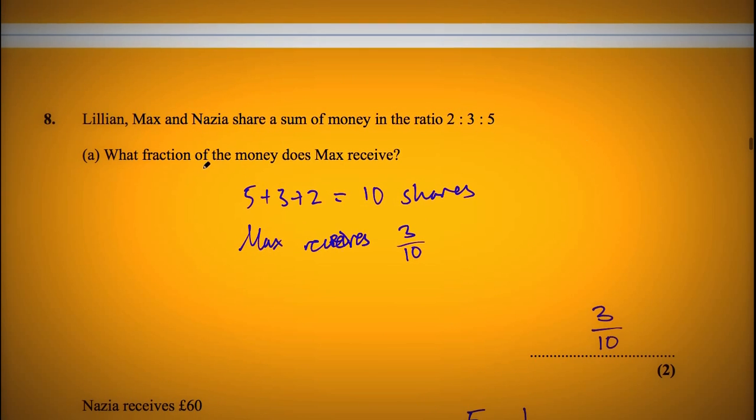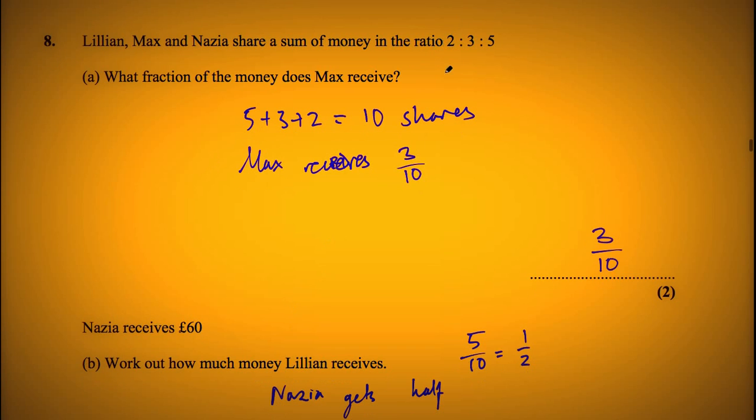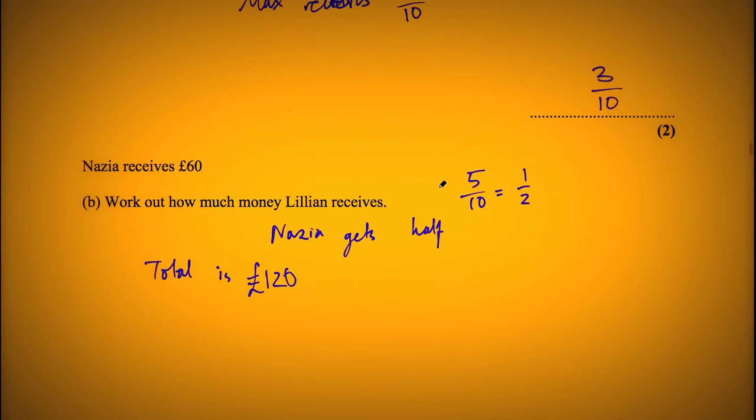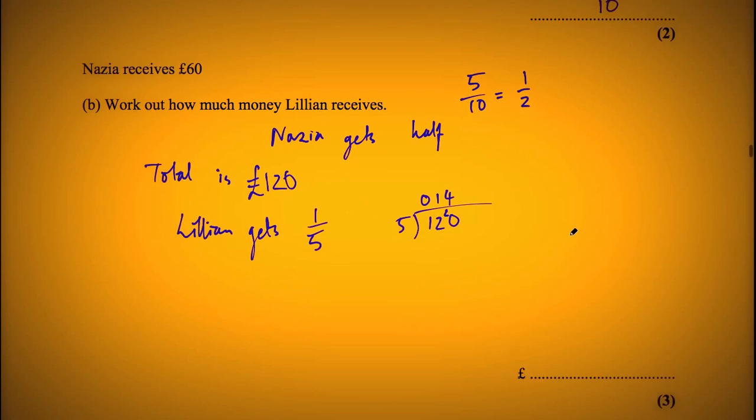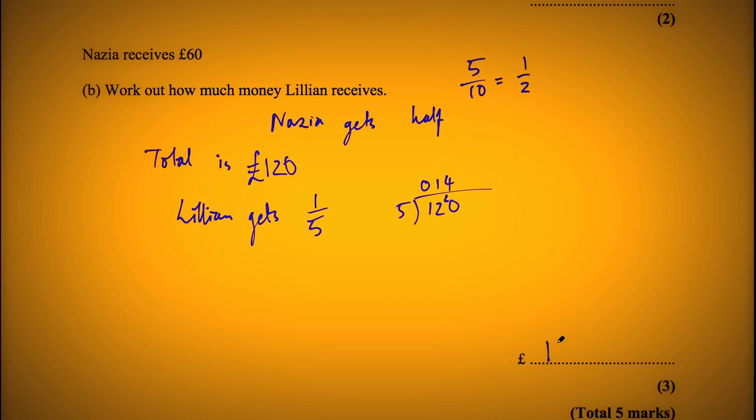And Lillian gets 2/10 of the money, 1/5 of the money. So 120 over 5, or 5 into 120, goes 24 times. So 1/5 of £120 is £24, and that's what Lillian receives.